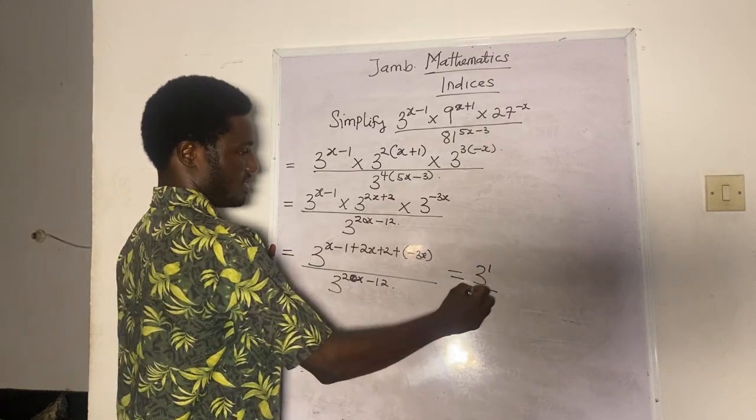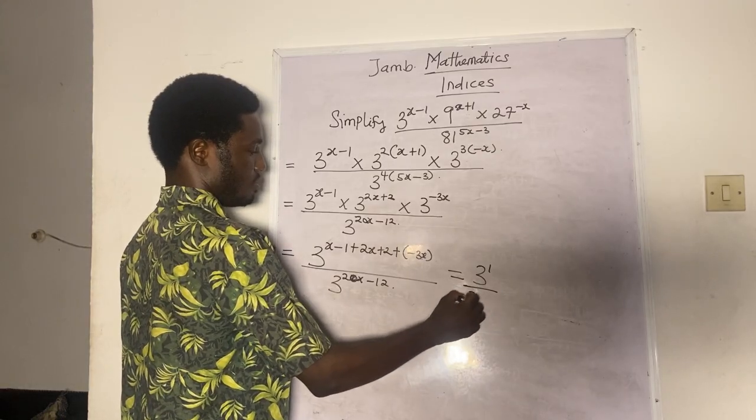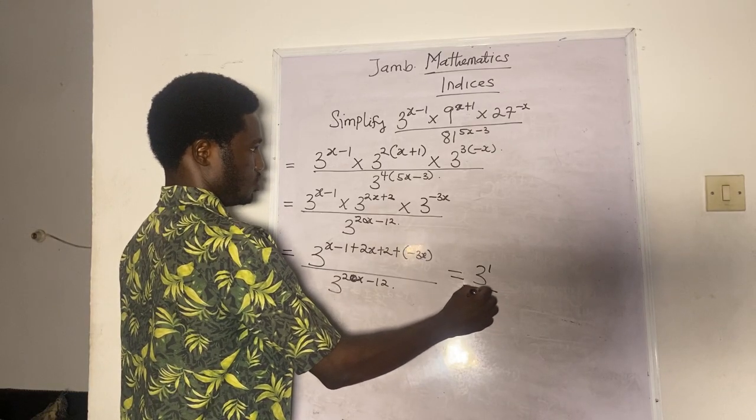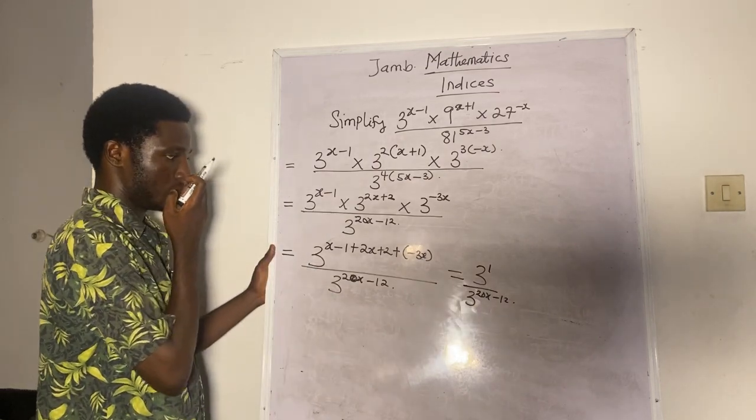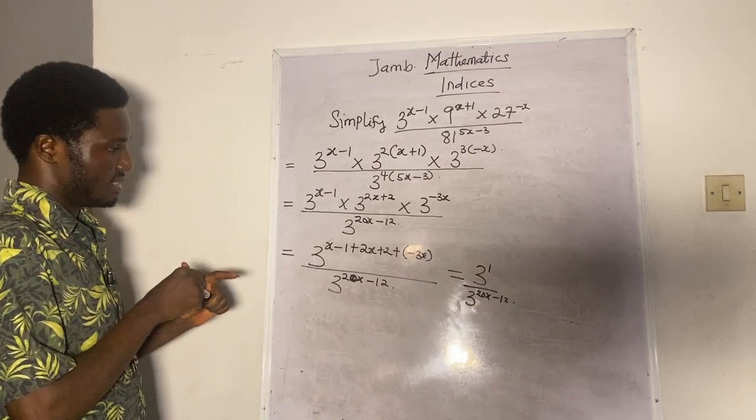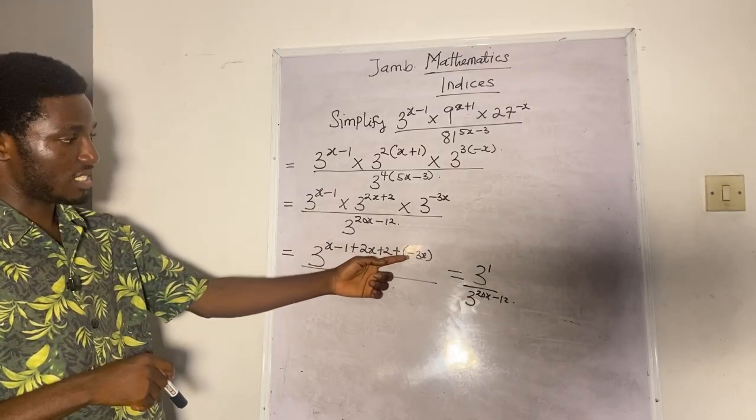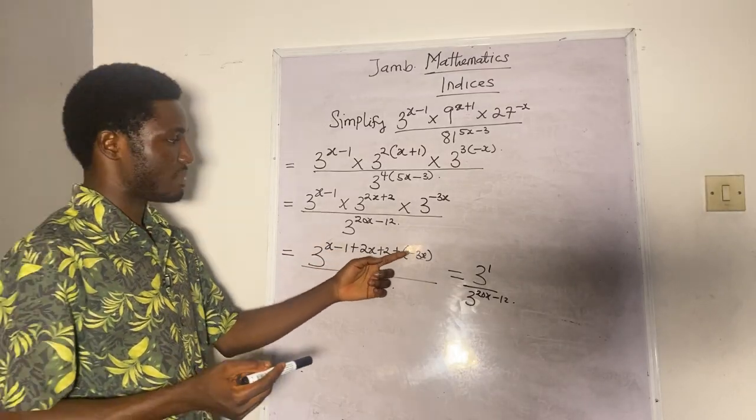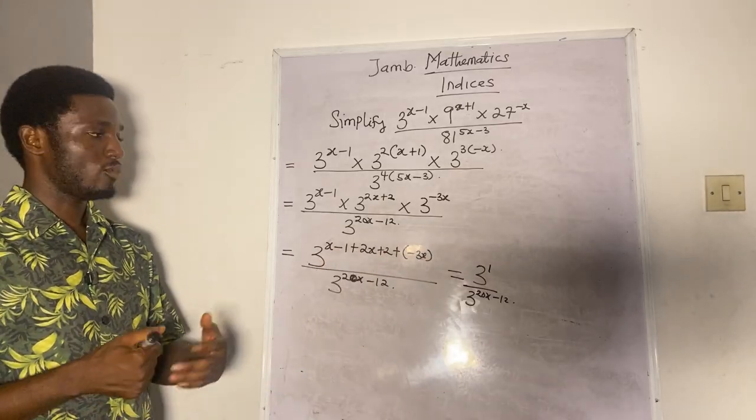Here we have 3 to the power of 20x minus 12. Remember we said that x plus 2x is 3x. 3x plus times minus is minus. So 3x minus 3x is 0. So we have negative 1 plus 2. That will give us 1.